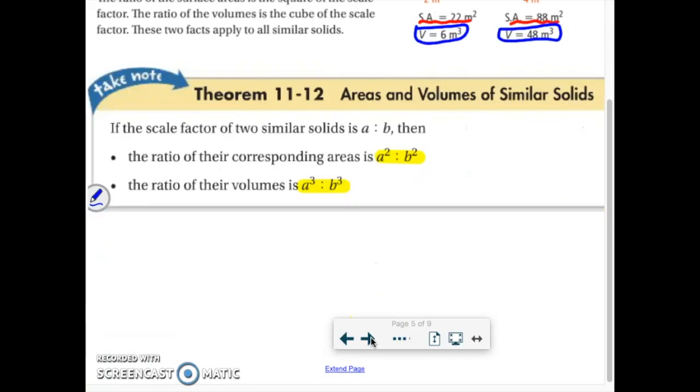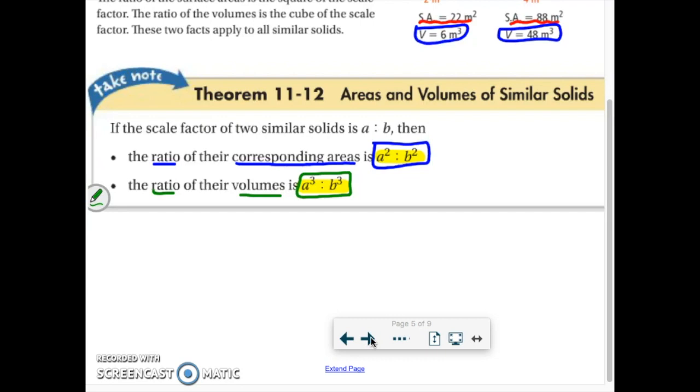So here's something for your formula sheet or your note card then. It says if the scale factor of two similar solids is A to B, then the ratio of their corresponding areas is a squared to b squared. Remember, area is in square units, so the ratio should be a squared to b squared. The ratio of their volumes is a cubed to b cubed. The units for volume are cubic units, so that ratio should be cubed.